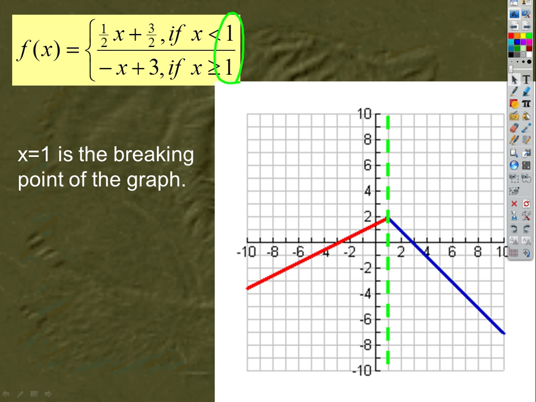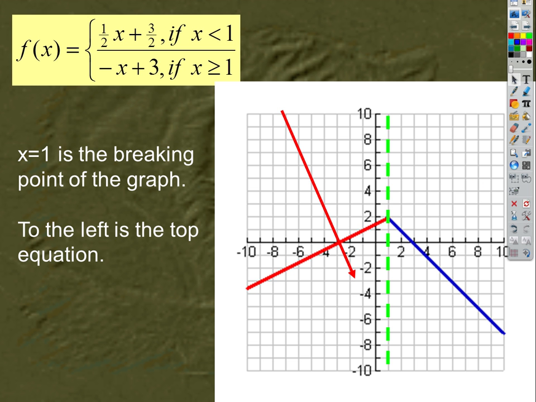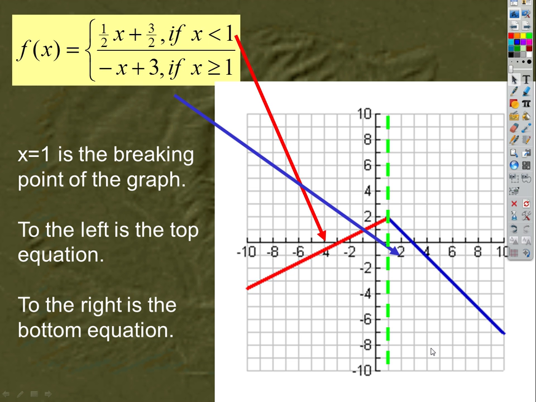And that's going to break this up into a left piece and a right piece. Now, based on our function up here, which is the left piece? And look at the domains. Okay, good. It's the top one, because that's where x is less than 1. So wherever x is to the left of the breaking point 1 is where we're going to graph this guy, right? So that's going to be the left piece. Okay, right there. And then the other piece is graphed where x is greater than or equal to 1. So that's the right piece. Okay? Make sense?